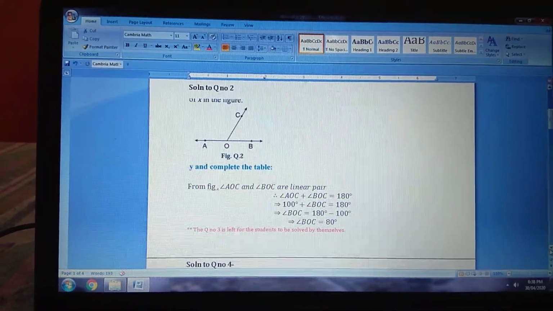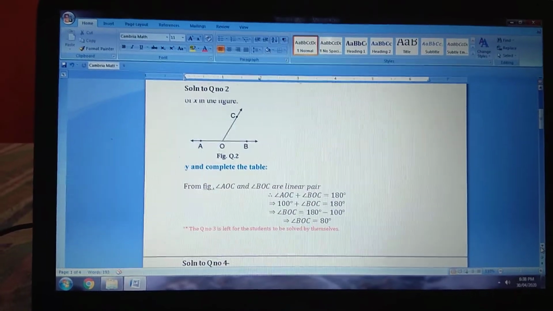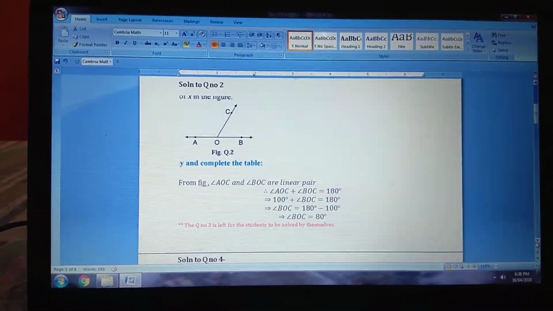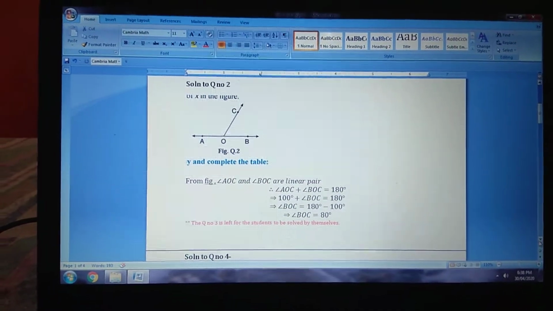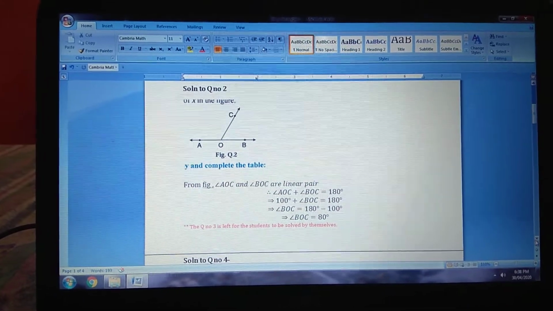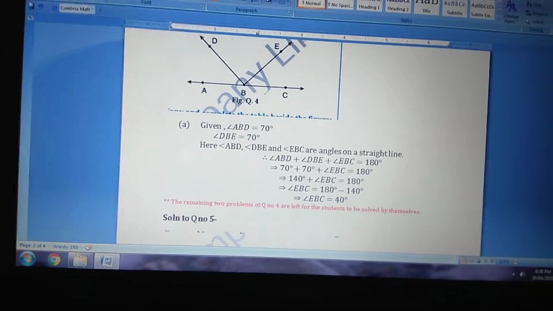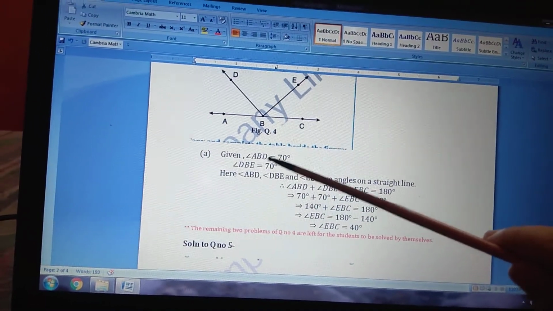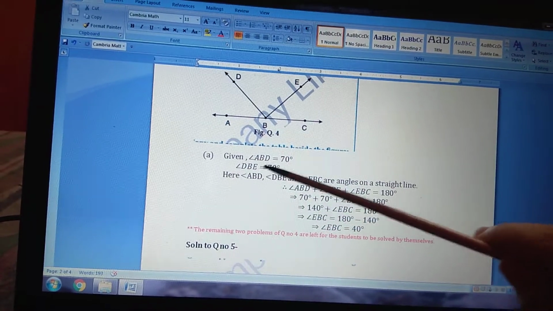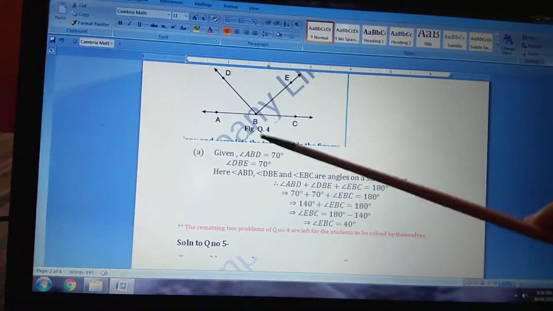While solving question number 4, the diagram is to be drawn by the students only once. For separate questions, you need not draw it several times. Draw it only once and solve the subdivision questions A, B, C. So let's have a look at 4A. In question number 4A, it is given angle ABD equals 70 degrees, angle DBE equals 70 degrees. You have to find angle EBC.